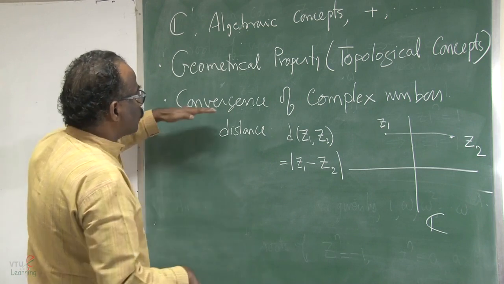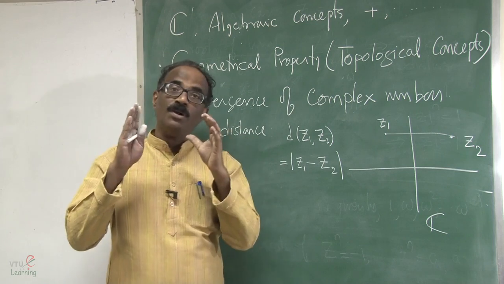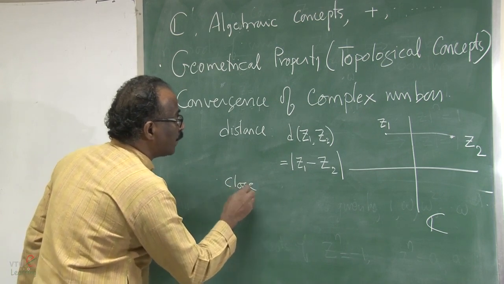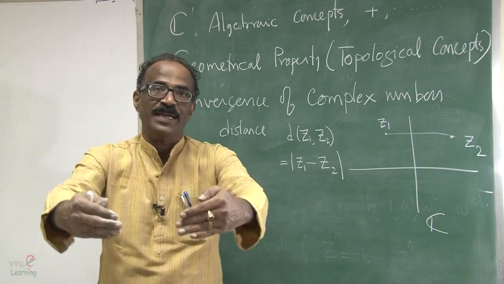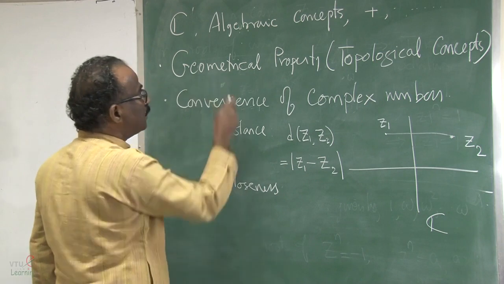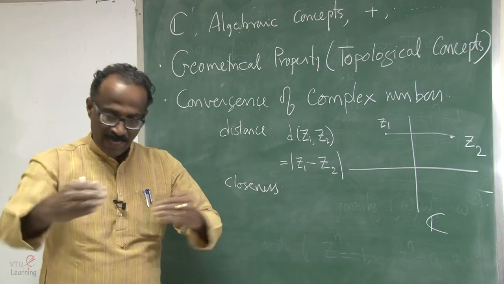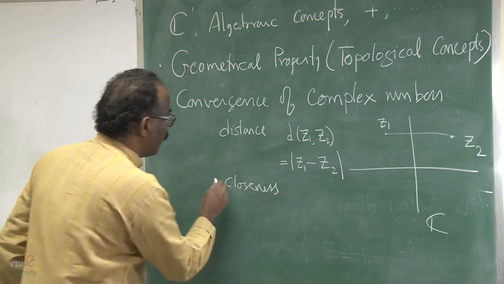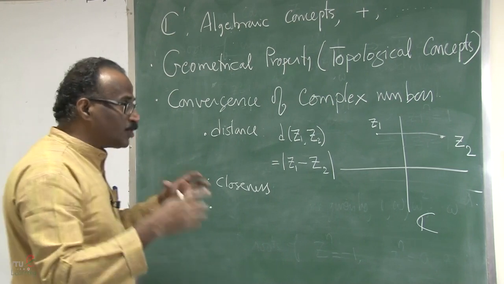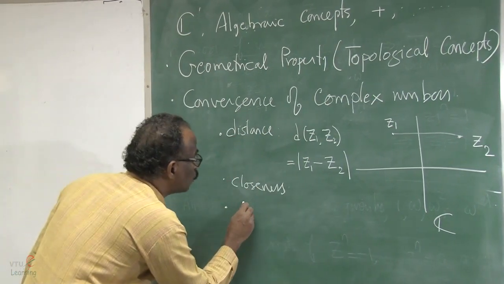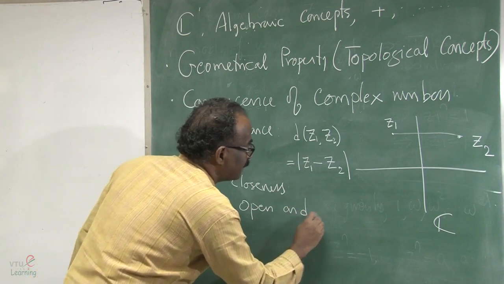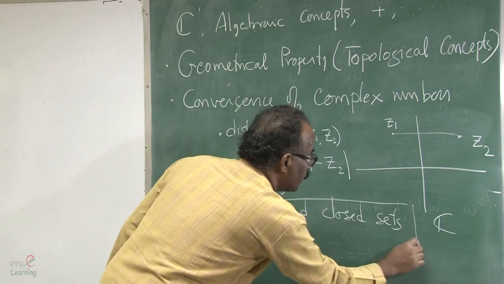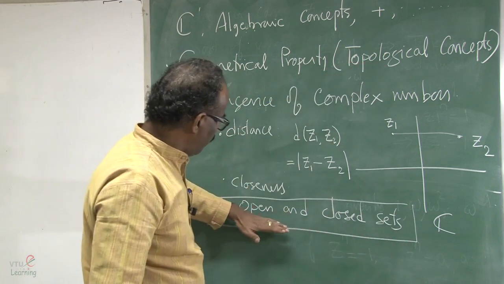So once you have a concept of distance, you can talk about closeness and neighborhoods. You can think how close a point is to another point. This is where the geometry comes into the picture. I can say that this point is close to me, or that point is this much close to me. These are the various terminologies, and this leads to what are called open and closed sets. Though I am not going to define them here, this is what leads to the modern concept of topology. But we will not do it here.